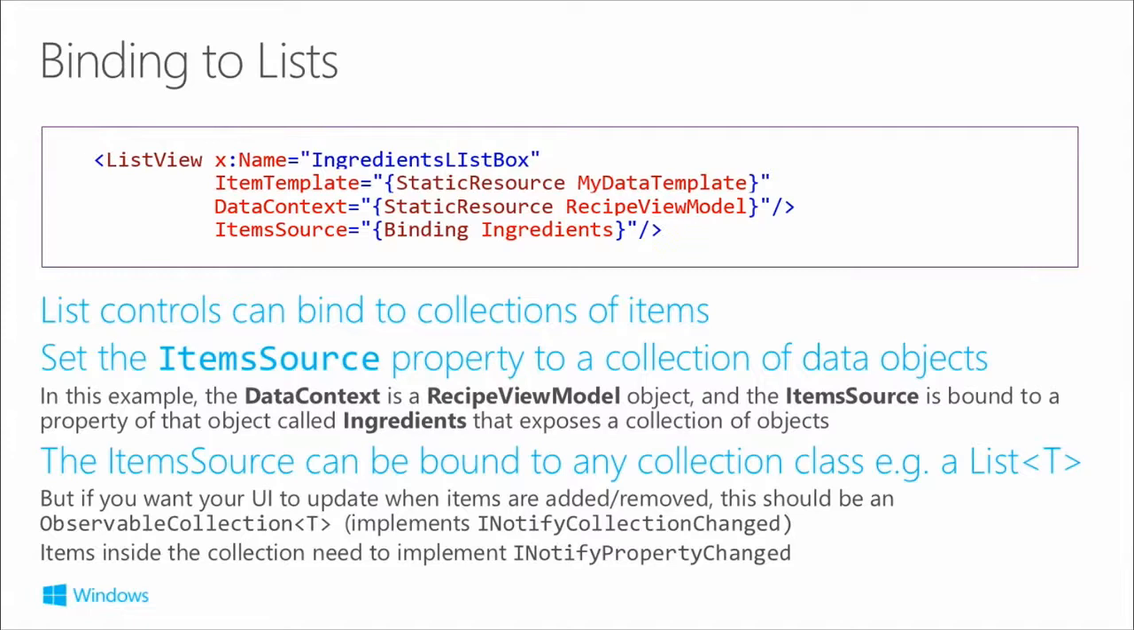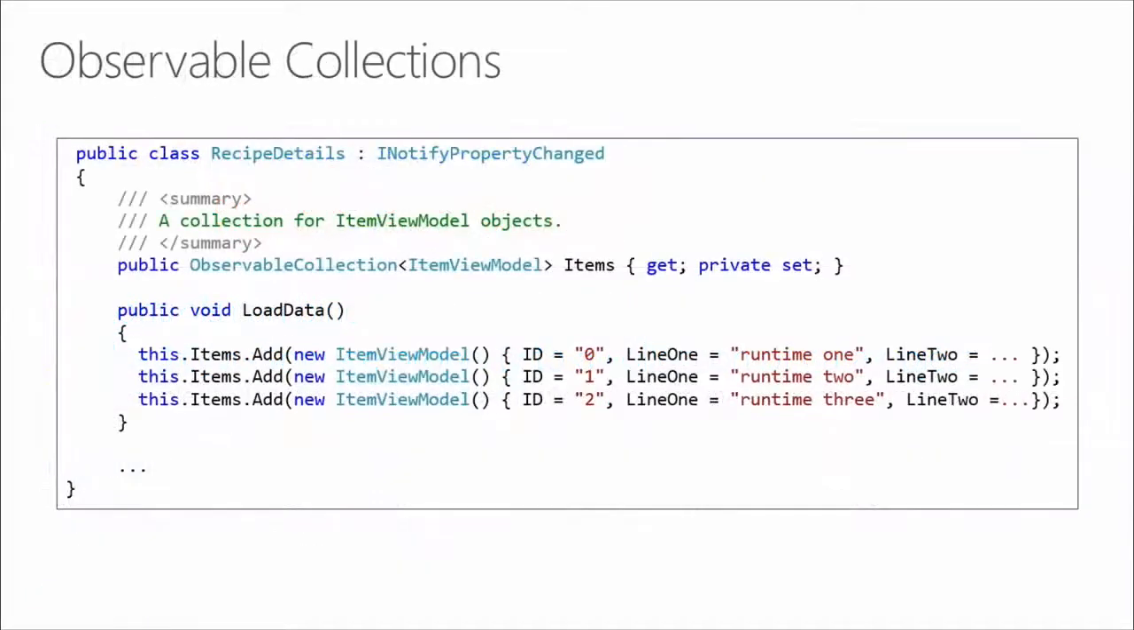Lists can bind to collections of objects in the same way. You have this item source equals property, but you will set that to a collection of objects rather than, so an item view data context is like a single object. Item source is a collection of objects. So that's for lists. We're going to talk about that in the next session. So this is an example of an observable collection of objects.